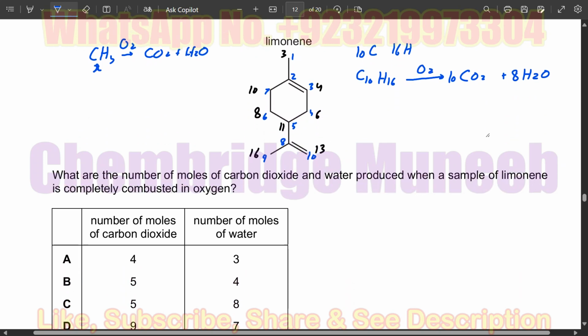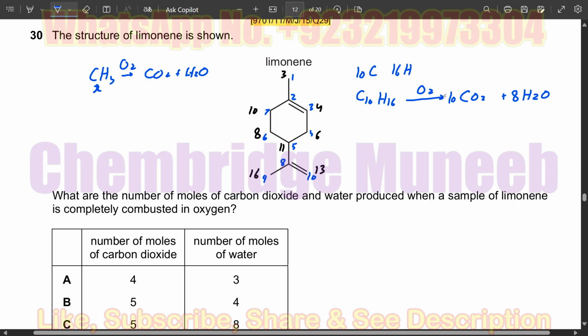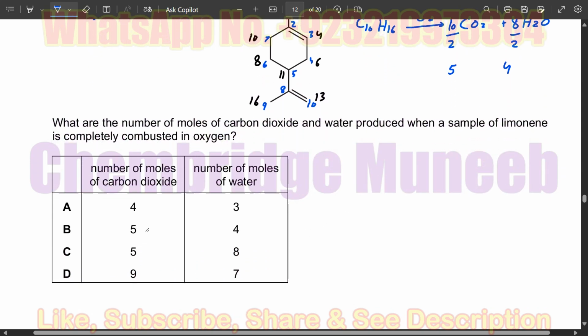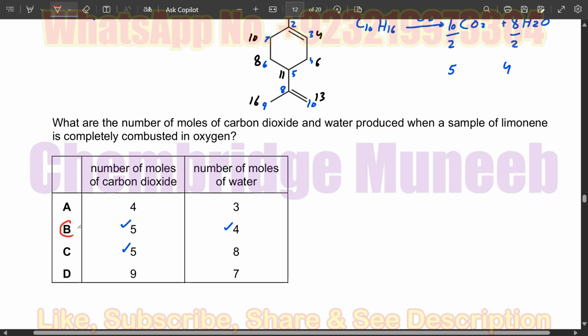If we check the options, we do not see any option of 10 carbon dioxide and 8 water, which indicates that this equation must be simplified. So we can divide 10 by 2 and also divide 8 by 2. If we do that, we get 5 carbon dioxide and 4 water molecules. So 5 carbon dioxide and 4 water molecules. So option number B is the right answer.